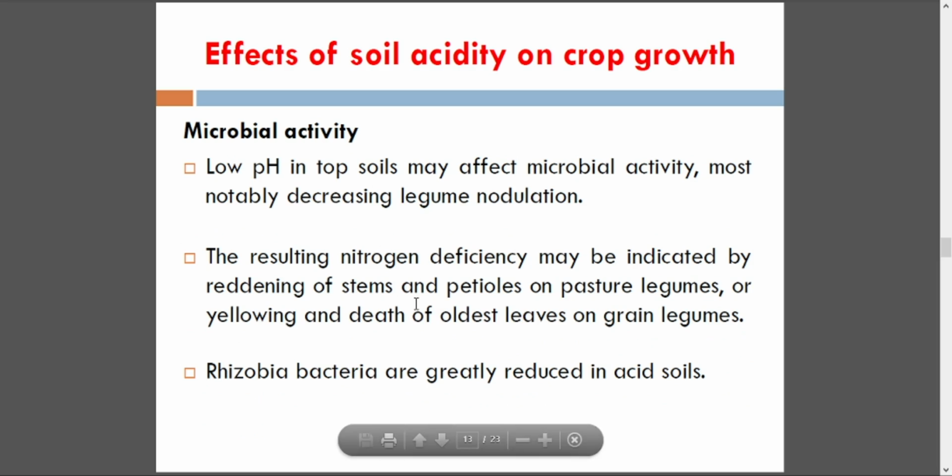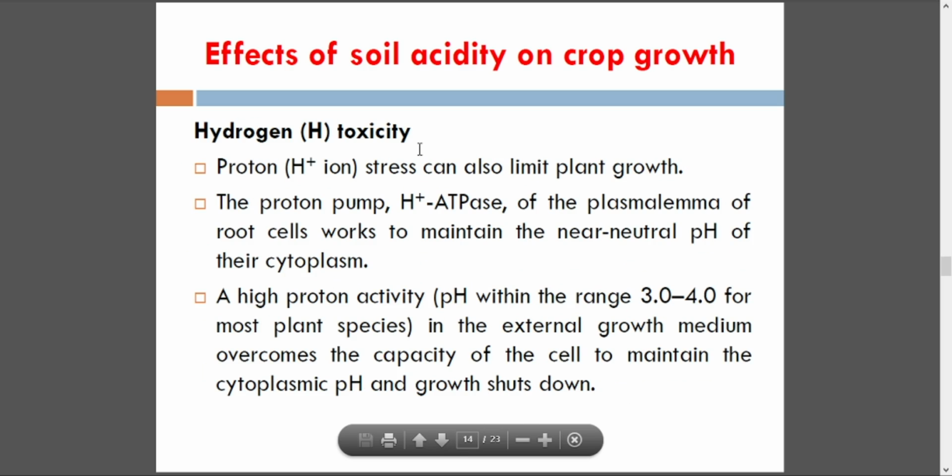And then the other effect is microbial activity. We see that in low pH, there might be an effect on microbial activity, especially through decreasing the rate at which the root nodules are formed in leguminous plants. We also see that the rhizobia bacteria are greatly reduced in acidic soils.